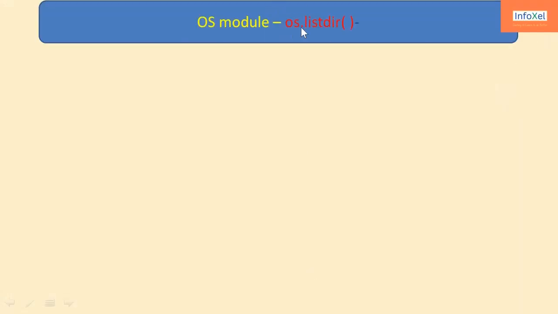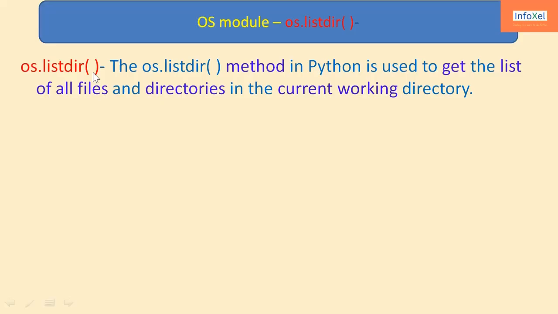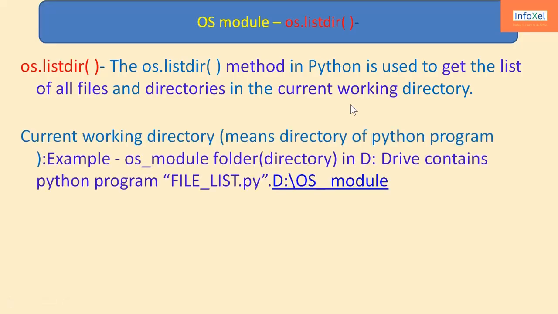Next is the OS module function os.listdir without the path variable. The path variable is not mentioned within the brackets. So what is this one? It is the same. This method in Python is used to get the list of all files and directories, but from the current working directory, not a specified directory. What do you mean by current working directory? It means the directory of the Python program.